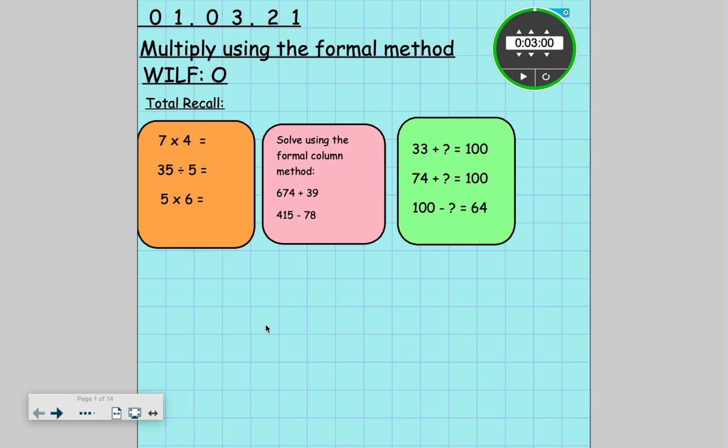Right, pink box, 674 add 39. When you use the column method, you should have been able to get the answer 713. 415 minus 78, if you use the column method and did some exchanging, double exchange on that one, you should have got 337. And finally, what do you add to make these number bonds to 100? Well, it's 33 add 67, it's 74 add 26, and it's 100 take away 36.